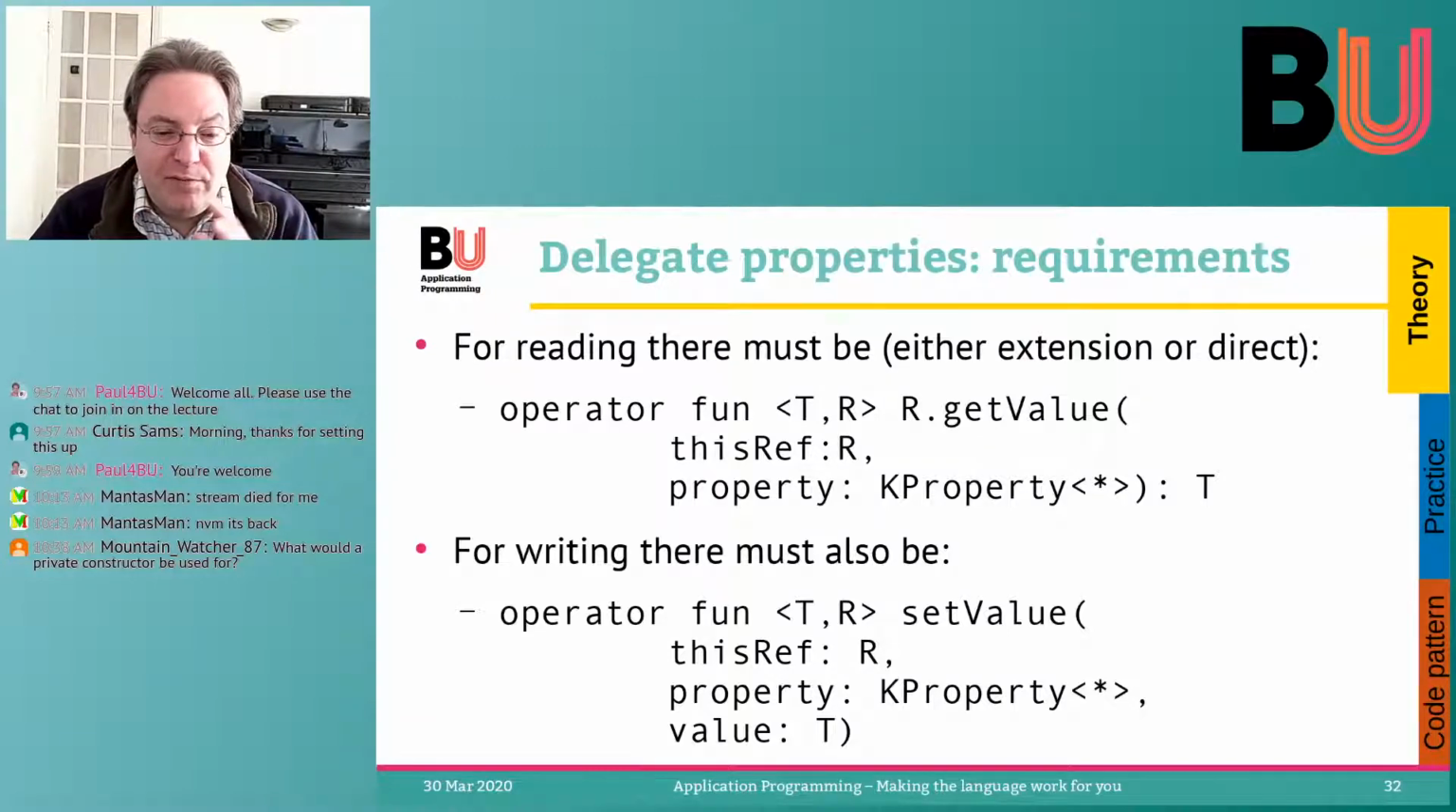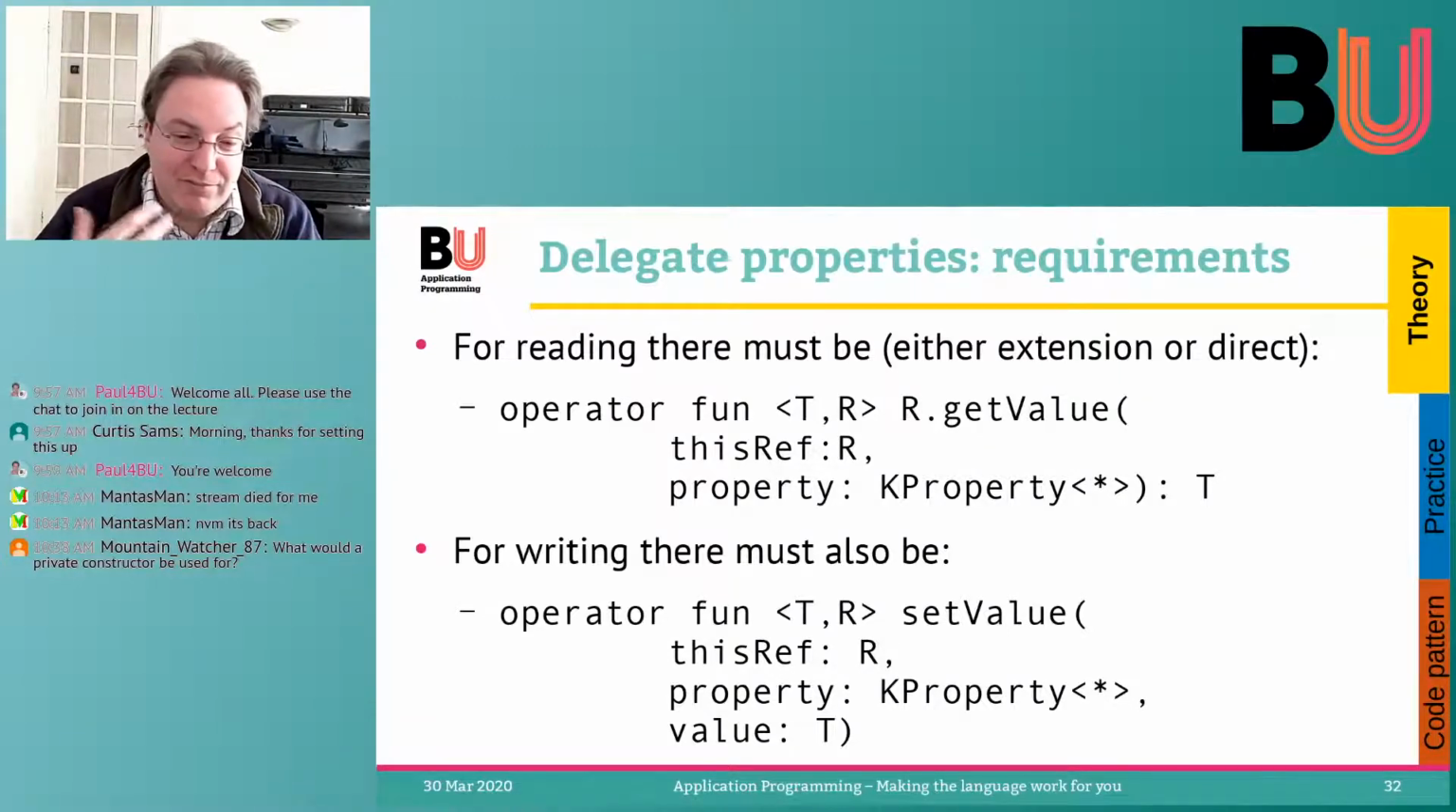And if you want to set values, that works basically the same with setValue. And that's all you need to get a delegate property. You need to have these operators defined. They can be either members of the class or they can be extension methods. So if you have a type that you want to use as a delegate, you can actually write an extension method that allows you to use it as a delegate.